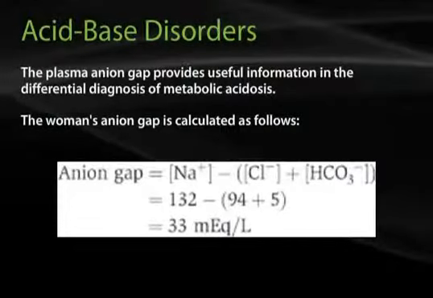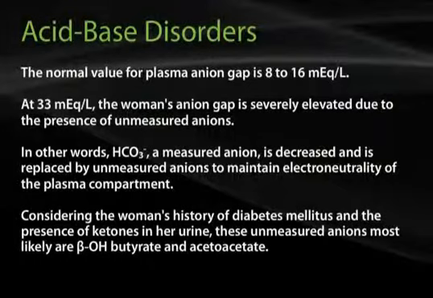The plasma anion gap provides useful information in the differential diagnosis of metabolic acidosis. The woman's anion gap is calculated as follows: the sodium concentration minus the sum of the chloride and the bicarbonate concentrations. Thus, the anion gap is elevated at 33 milliequivalents per liter. Recall the normal value for plasma anion gap is between 8 and 16 milliequivalents per liter. At 33, the woman's anion gap is severely elevated due to the presence of unmeasured anions.